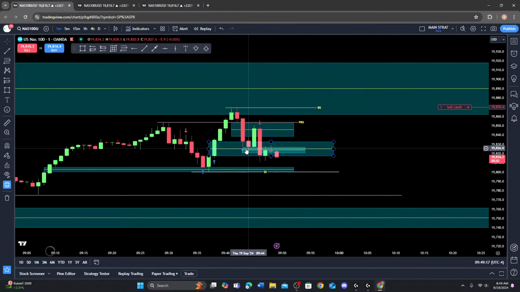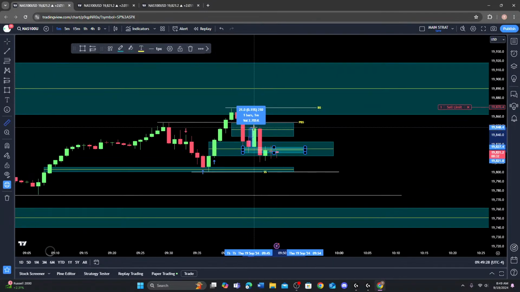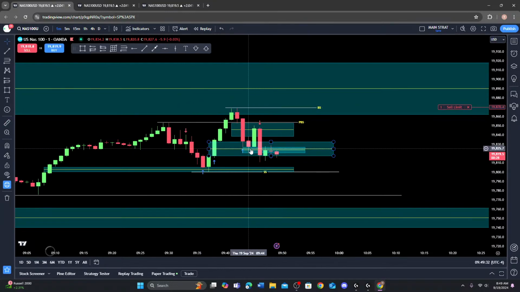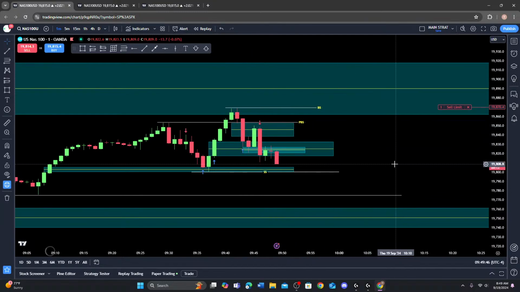You know how some people trade just 10 handles? That's 20 handles right there. If you were to take a trade at that 50% encroach, or 50% level inside that fair value gap, you could aim for the 50% level of the next fair value gap up here. It could be a little short scalp.